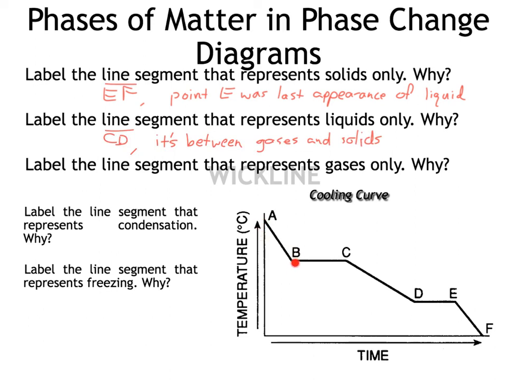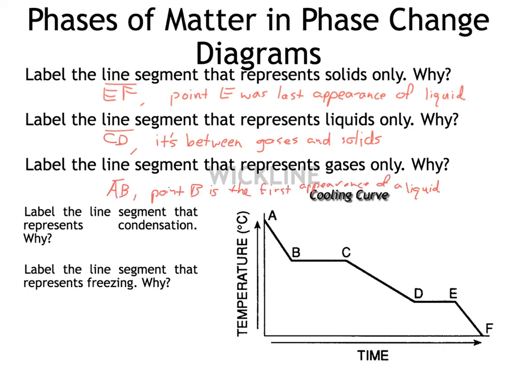Segment AB is the segment that represents gases only, and gases are transitioning to liquids from B to C. So at point B, you'll see your first bit of liquid, and at point C, you'll see your last bit of gas. So at point C, it's all liquid. But at point B is the last time that you will have gases only.